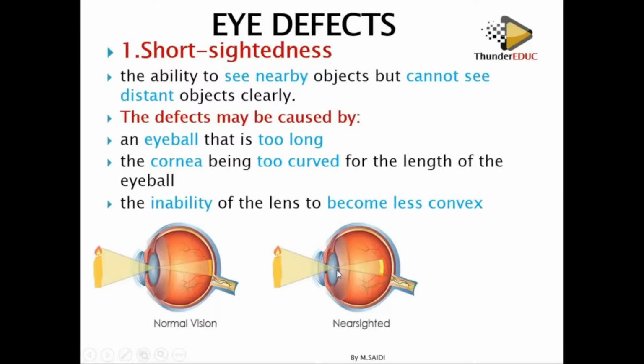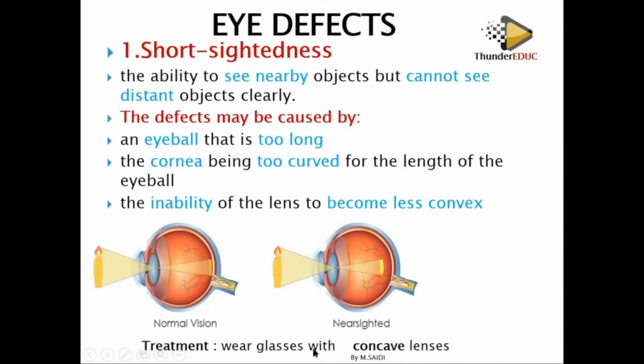The focal length of this lens is not at the retina, it is in between here, and then the image falls in between. Or, the cornea is too curved. It means that this cornea in front here bends this light more. By the time it falls on the lens, it's already bent too much, and then it ends up forming the image in between. Or the inability of the lens to become less convex. It means that the lens remains big, and then refracts this light more with a high power, and then it forms the image in between. It does not reach the retina.